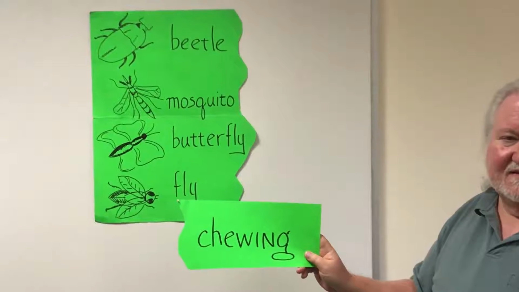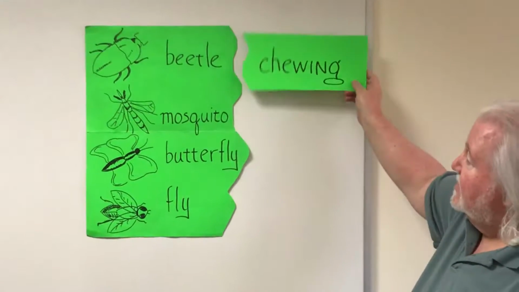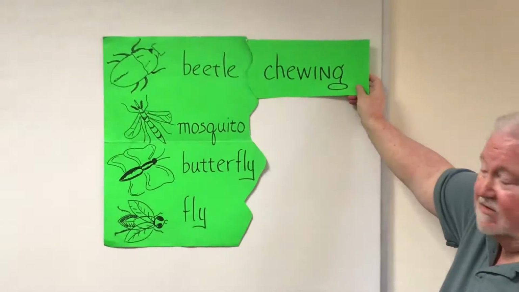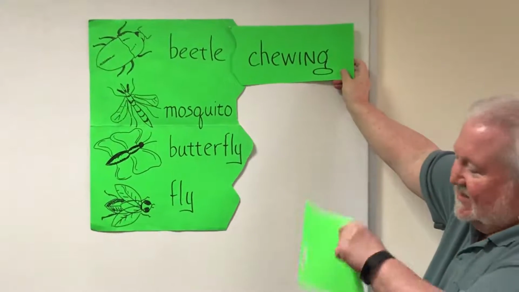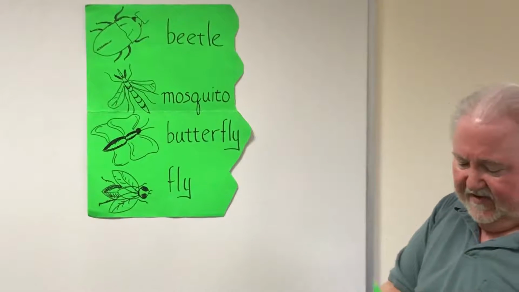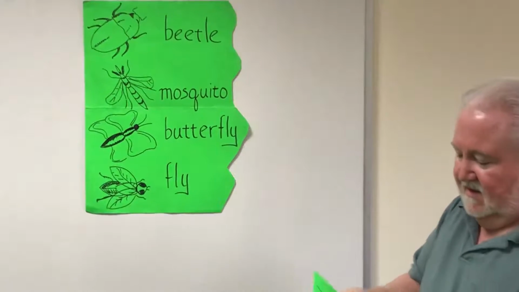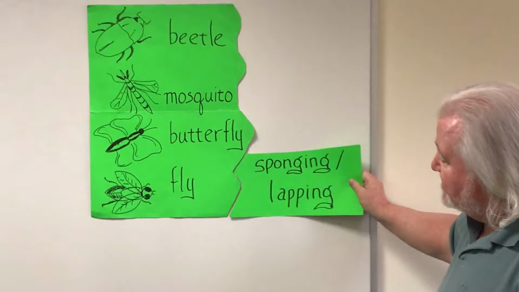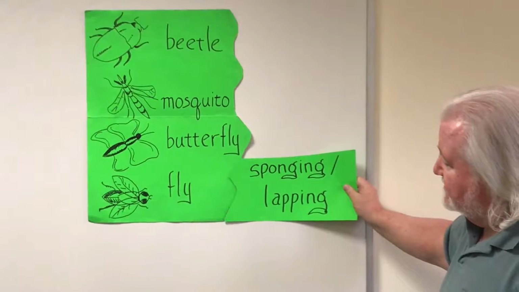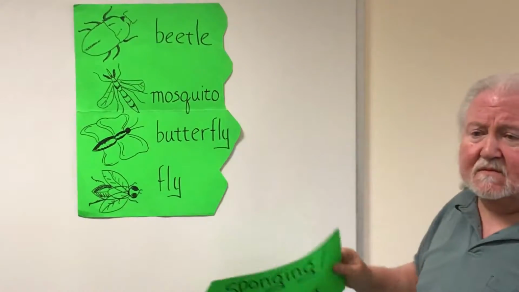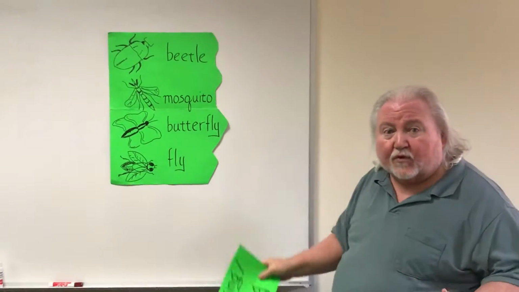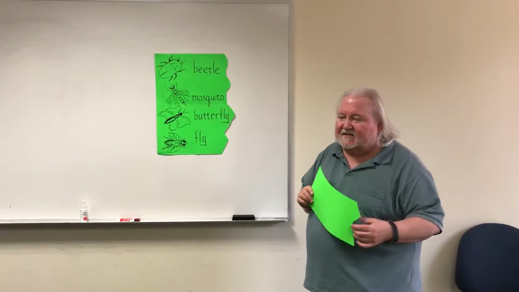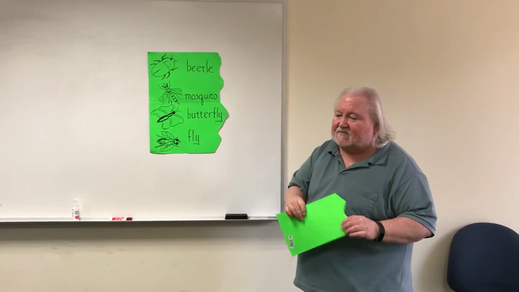Chewing mouth part. Didn't mention this one over there, but a beetle, beetles also have chewing mouth parts. And if these were stuck on there, you would see that they would fit like a puzzle. And we have one left, sponging, lapping mouth part. Sponging, lapping mouth part, of course, is the fly. You can make one of these and laminate it so you can use it over and over again. And this is a great activity. Life science is my favorite science. So the Critters book from Ames, that's my favorite Ames book.